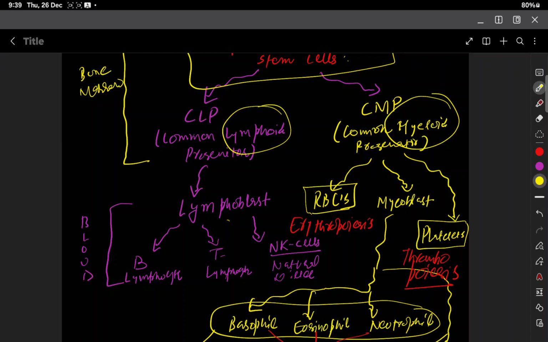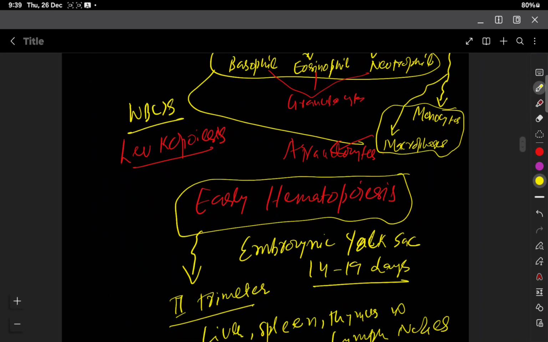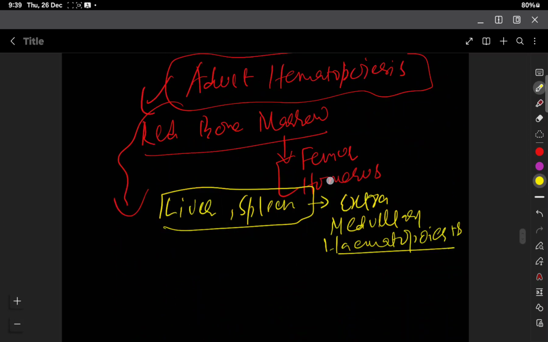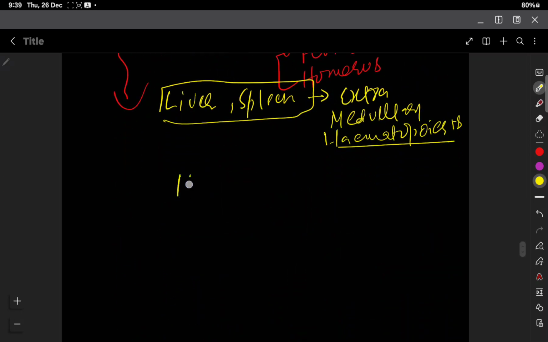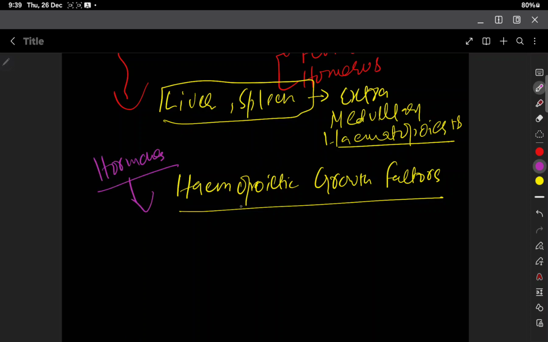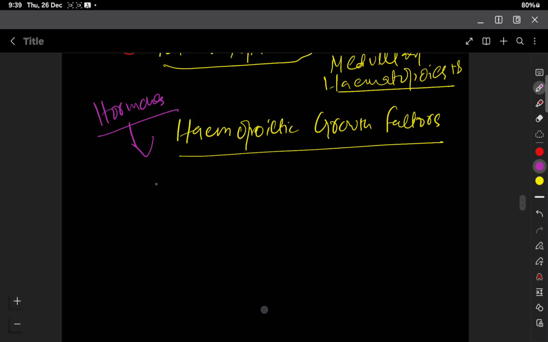Successful hemopoiesis, or hematopoiesis, depends on both cell proliferation and cell maturation. Several hormones are also important for this, which are called hematopoietic or hemopoietic growth factors. These are very important. They are several hormones which regulate the differentiation and proliferation of certain cells. For example, erythropoietin.